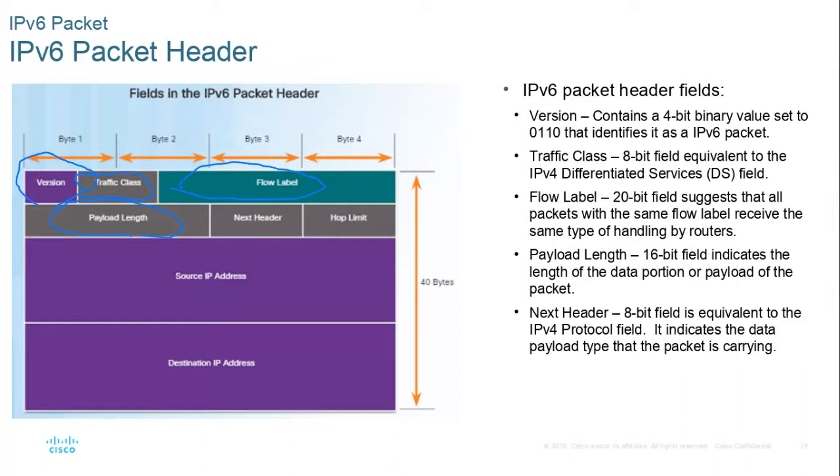And then the next header is the equivalent of the protocol field. This tells us what kind of upper layer data we are carrying. Well, of course, IP version 6 packets are going to carry the exact same kind of upper layer data that IP version 4 packets carry. Your data. It could be a port 80 web segment. It could be port 25 email traffic.